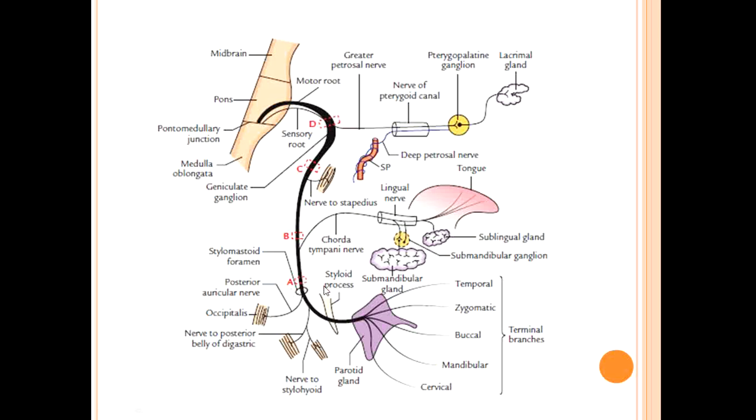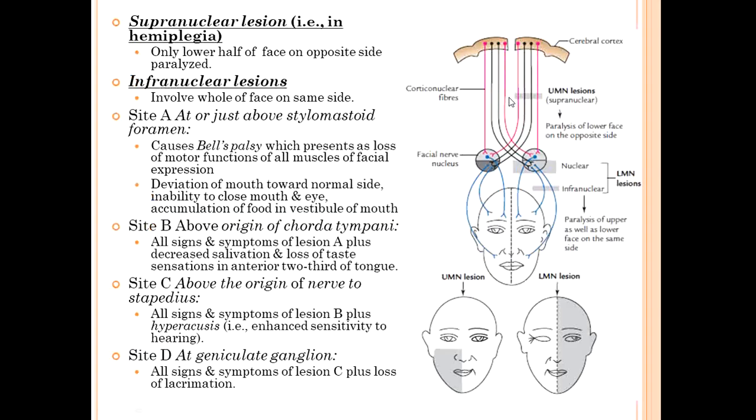So if lesion A, that means there will be deviation of angle of mouth. The mouth will not be able to completely close. Now if you are here, that means these features plus involvement of submandibular gland and tongue. Okay, now if you are coming here, that means there will be paralysis of stapedius, so there will be hyperacusis. Okay, and here all these features plus the involvement of greater petrosal nerve, so there will be no lacrimation. Fine, so those are the different sites of lesion.